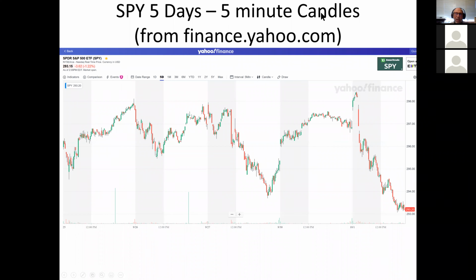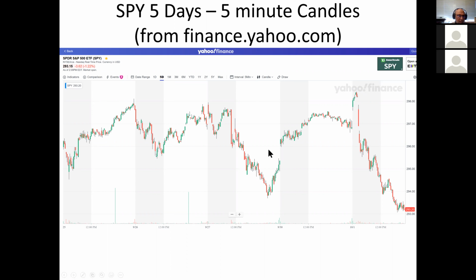Here's a 5-day chart, and I switched to Yahoo because a lot of you don't have Interactive Brokers, which is what I use as my broker. There are so many brokerage firms out there, but they do the commodities as well, and we'll be talking about the S&P futures in a moment.